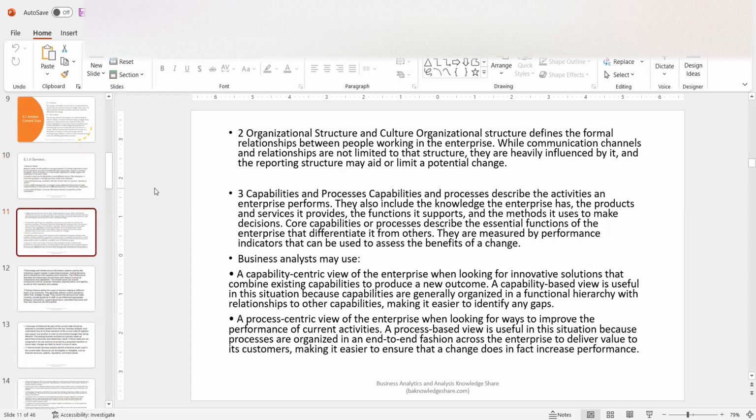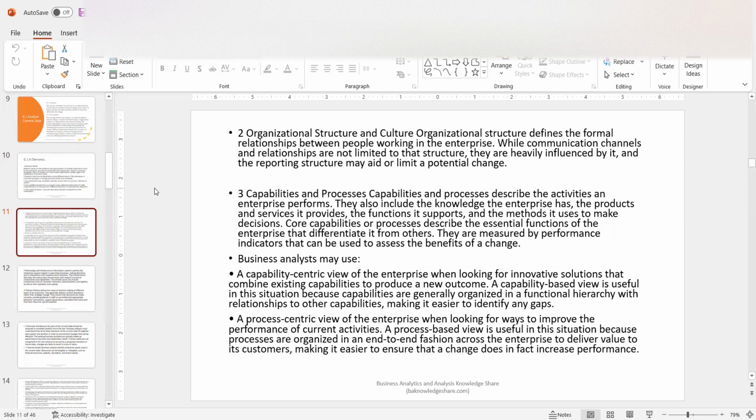The second element is organizational structure and culture. Organizational structure defines the formal relationships between people working in the enterprise. While communication channels and relationships are not limited to that structure, they're heavily influenced by it, and the reporting structure may aid or limit a potential change. The third element is capabilities and processes. Capabilities and processes describe the activities an enterprise performs. They also include the knowledge the enterprise has, the products and services it provides, the functions it supports, and the methods it uses to make decisions.